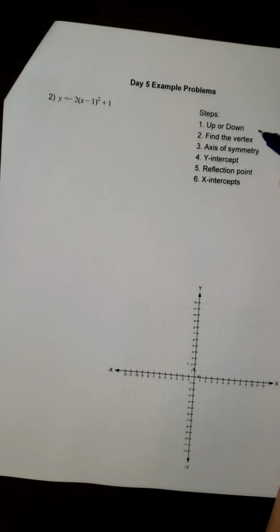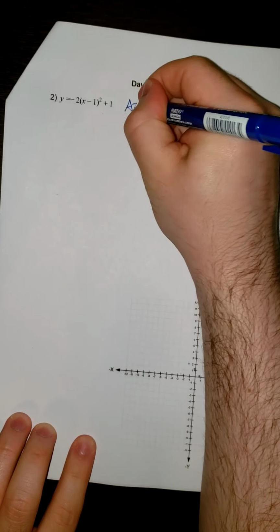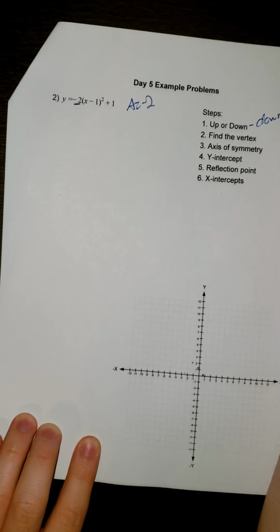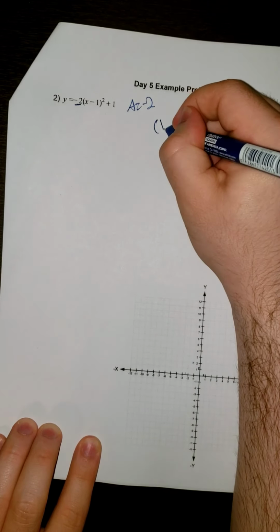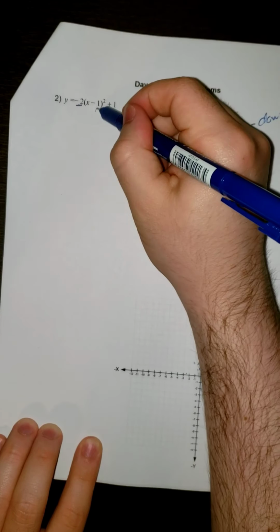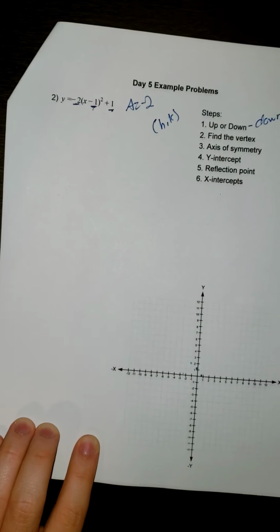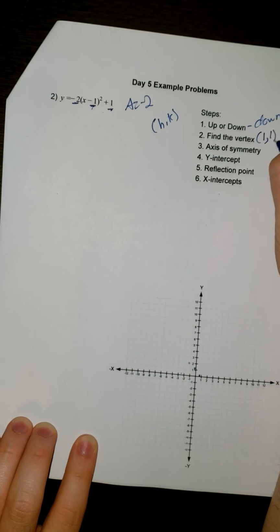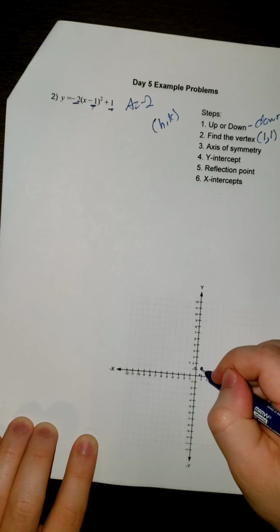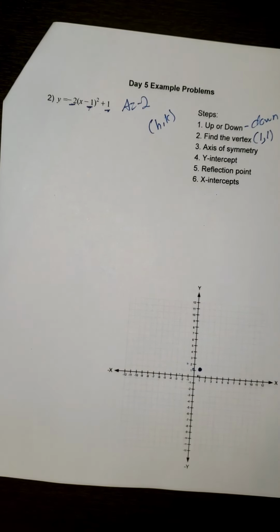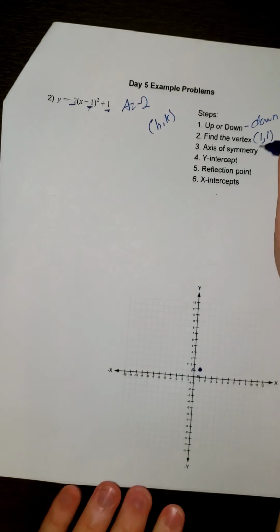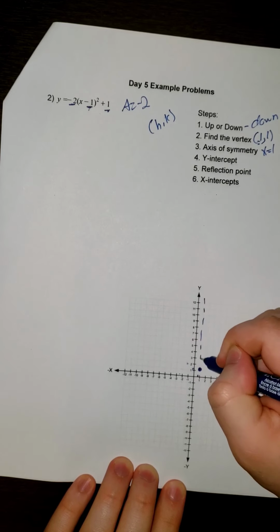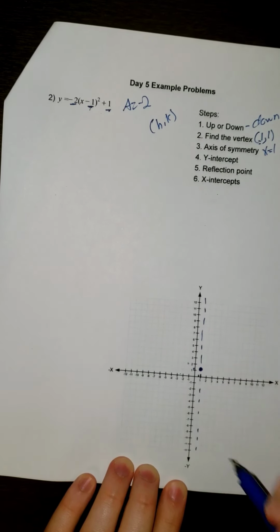Again, we want to find if it is up or down. A in this instance is negative 2, because negative 2 is right at the very front, so this is a down parabola. We want to find the vertex, which is h, k. H is minus 1, k is plus 1, but remember h, the sign changes. So the vertex is at 1, 1. So right here. Axis of symmetry is the x-coordinate of the vertex, so x equals 1. I'm going to draw a dotted line there.